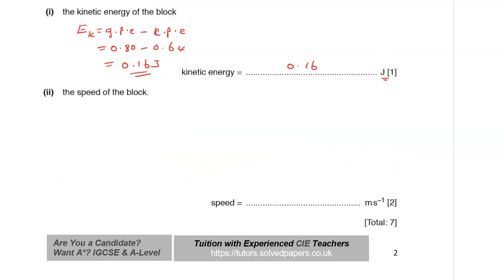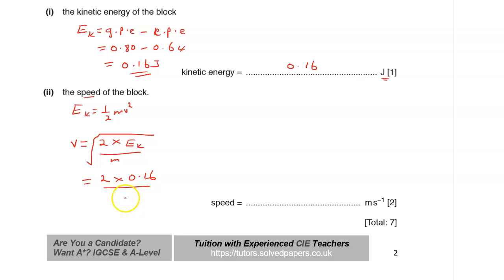Right. Part 2 of B, we are asked to show the speed of the block. We have the kinetic energy, so now we can get the speed of the block. Kinetic energy is half mv squared. Therefore, if we want the speed, our speed is the square root of twice the kinetic energy divided by mass. So here we have 2 times kinetic energy, which is 0.16, divided by the mass.